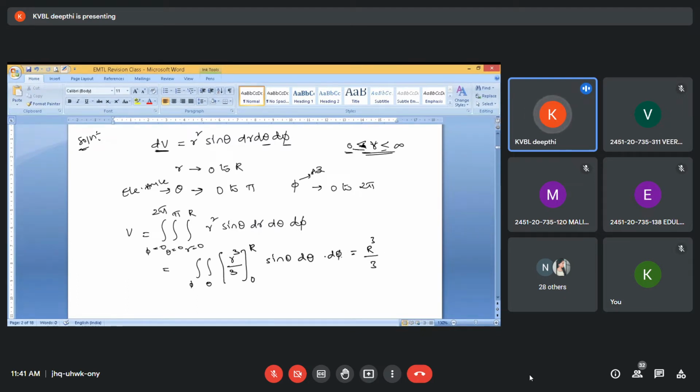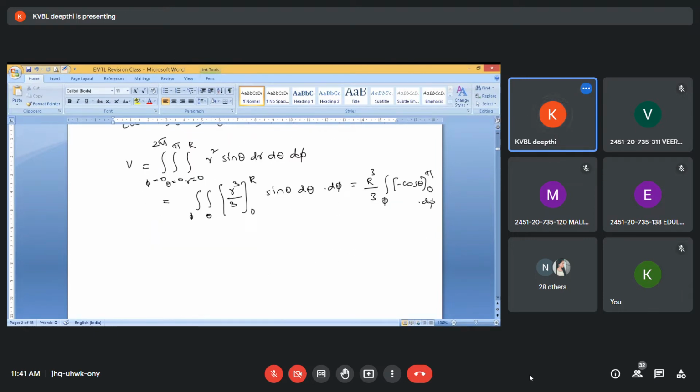Now substitute the second value here. మిగిలింది ఏంటి? ఇక్కడ ఫై రేంజ్ ఒకటి మిగులుతుంది. సో సైన్ థీటాకి ఇంటిగ్రేషన్ ఏంటి? మైనస్ కాస్ థీటా రేంజింగ్ ఫ్రమ్ 0 to pi ఇంటూ d phi. ఇది మిగిలింది. సో d phi కూడా సబ్స్టిట్యూట్ చేసాం అనుకోండి ఇక్కడ. Are you able to follow? Yes. So r cube by 3 వచ్చేస్తుంది.